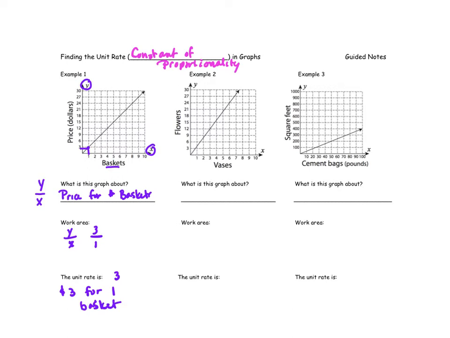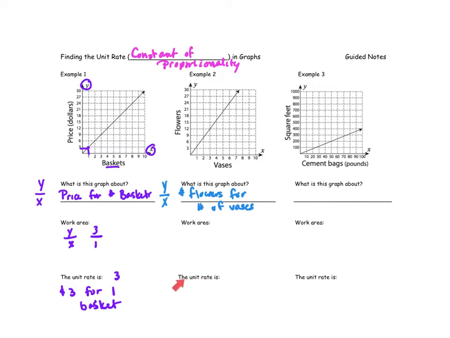Now let's explore example number 2. Again, let's explore what this graph is about. It's talking about flowers for the y, and it looks like the number of flowers. And it's talking about vases. It looks like the number of vases for x. So since when we talk about unit rate, we're always referring to the y compared to the x, our y values are talking about the number of flowers needed for the number of vases.